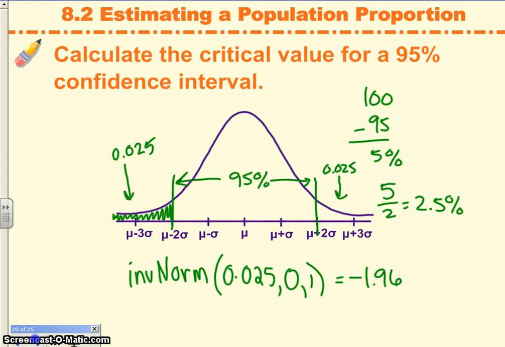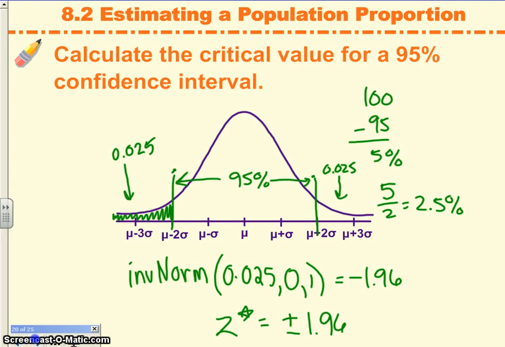Now, if you're looking this up in the table, you should have gotten the same answer. Because of the symmetry of my bell curve, I know my negative z-score is negative 1.96, and my positive z-score will be positive 1.96. So my critical value, z asterisk, is going to be plus or minus 1.96. And as we expect from our empirical rule, it's about 2.